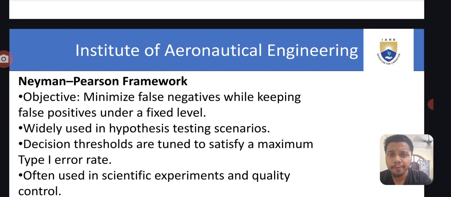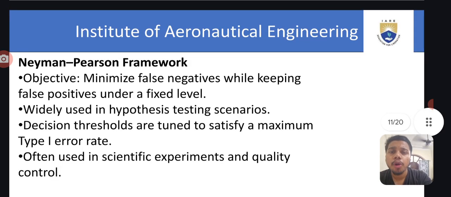Neyman-Pearson framework. The objective is to minimize false negatives while keeping false positives under a fixed level. It is widely used in hypothesis testing scenarios. Decision thresholds are tuned to satisfy a maximum type 1 error rate, often used in scientific experiments and quality control.